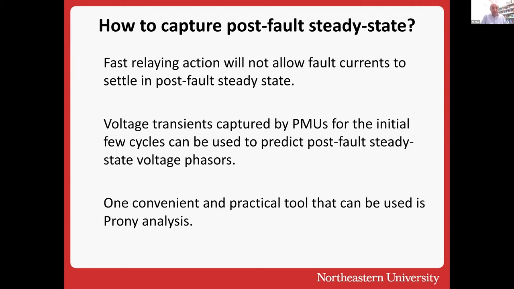One of them is that, as you know, power systems are protected by fast relaying action. There are relays, and they respond to fault currents. Based on the settings of these relays, they can clear the fault. Depending on how fast they operate, it can take one or two cycles or more. But they certainly don't allow the fault to remain and to reach the post-fault steady-state value. This is precisely what we are using, because we need the post-fault steady-state value in order to use those pre-fault and post-fault steady-state difference equations.